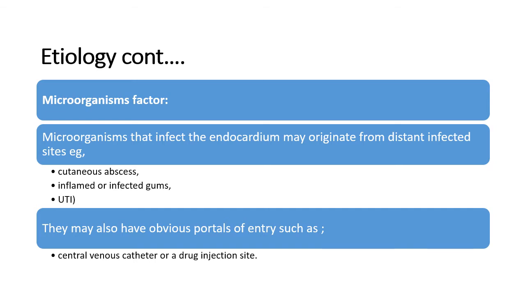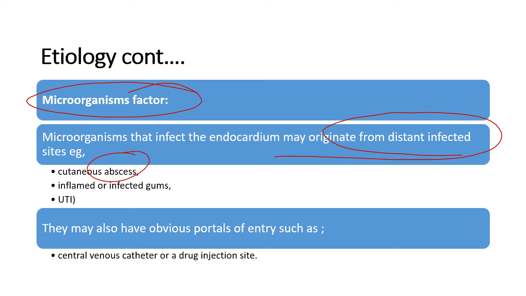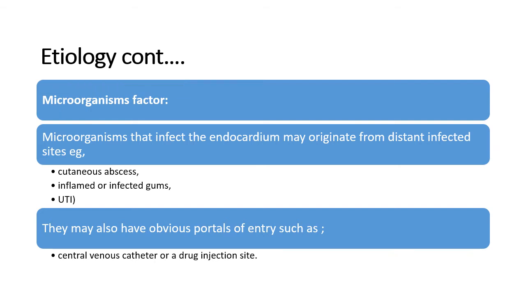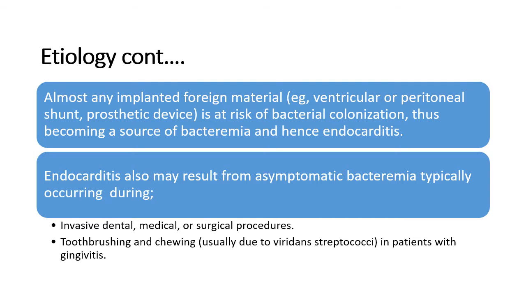So in etiology, microorganisms are the causative agents, and these microorganisms that infect the endocardium may originate from distant sites such as a cutaneous abscess. You may have an abscess in the skin leading to microorganisms traveling through the blood up to the endocardium, where they cause infective endocarditis. Infected gums are also a site for microorganisms, and a urinary tract infection can also be the source. But there may also be an obvious port of entry, such as a central venous catheter and the IV drug injection site, as we have seen in IV drug abusers.